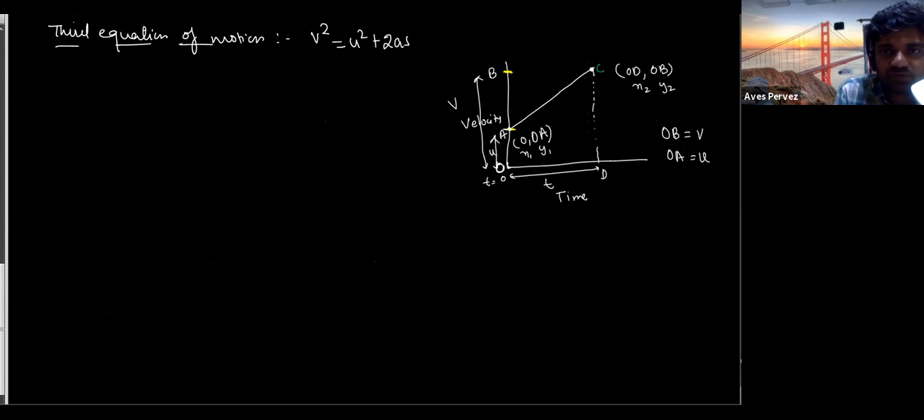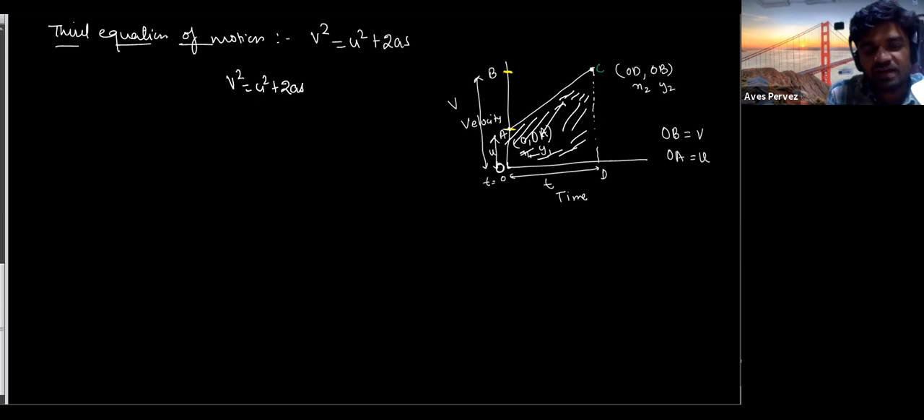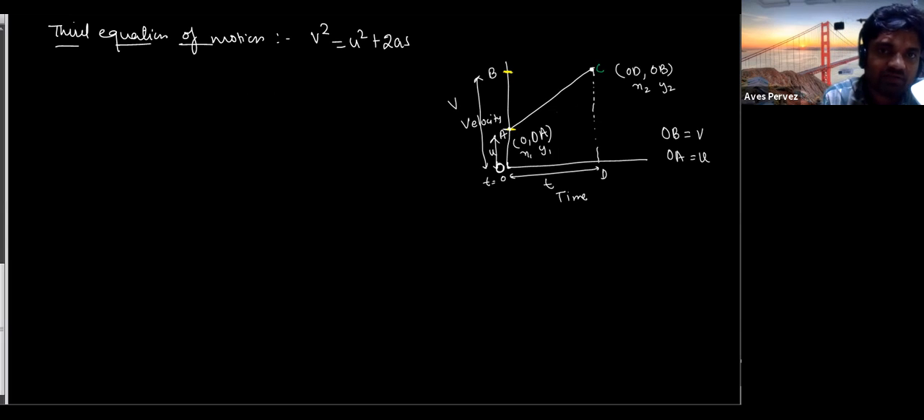So let us start. First of all, we have the equation v square is equal to u square plus 2as. Here we have the final velocity, initial velocity, acceleration and displacement. You know that the area under the v-t graph gives you displacement. So again we need to make the equations with the displacement. Why are we making the equation with the displacement, not the velocity?